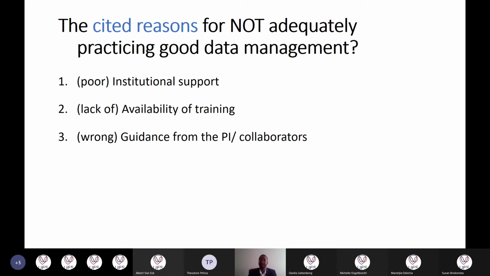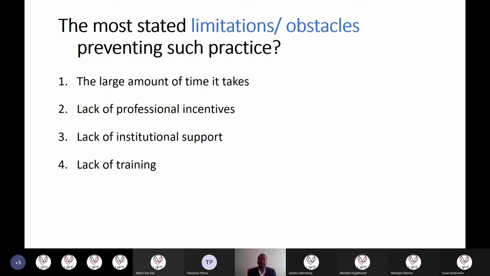They cite that there is poor institutional support. So universities all over the world need to wake up to this idea that data need to be managed in a responsible and ethical manner for the purposes of science, and need to do as best as they should, to support their researchers. Second, the availability of training. And once again, this falls on the shoulders of the institutions, I think, as well as their own guidance from their collaborators or principal investigators. That's an issue that falls within research teams, really.